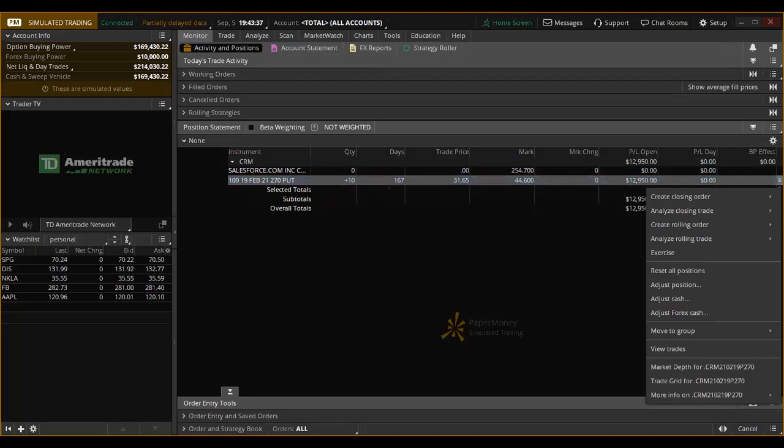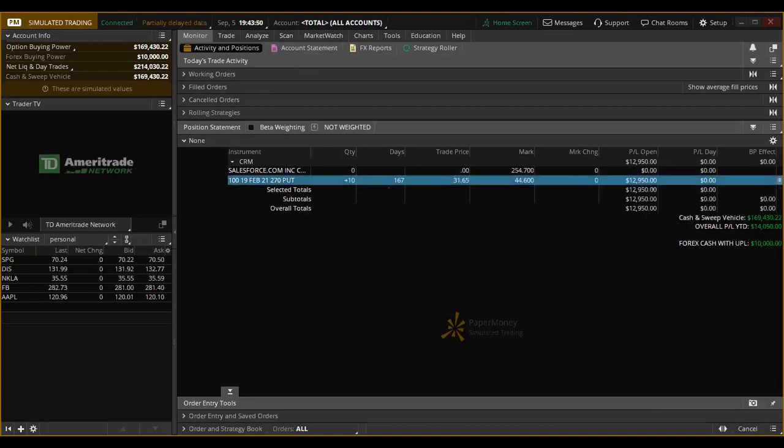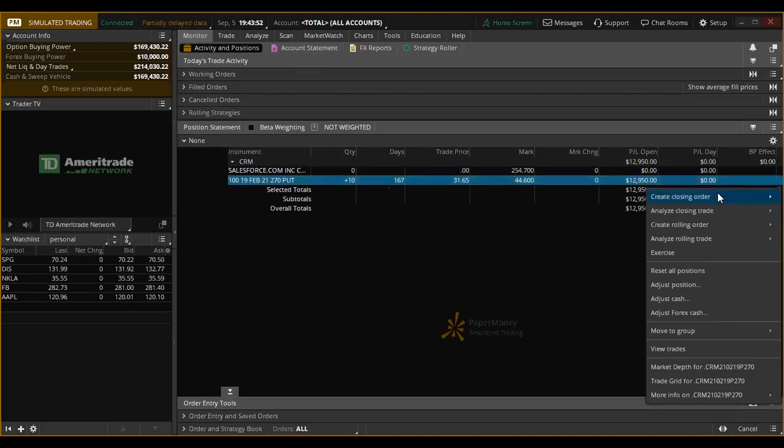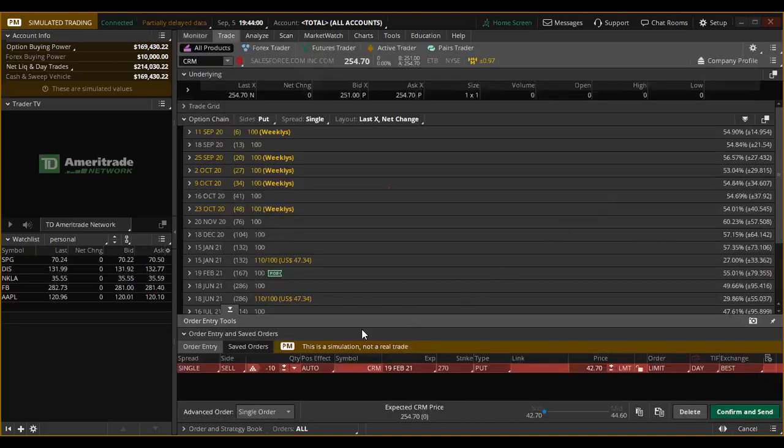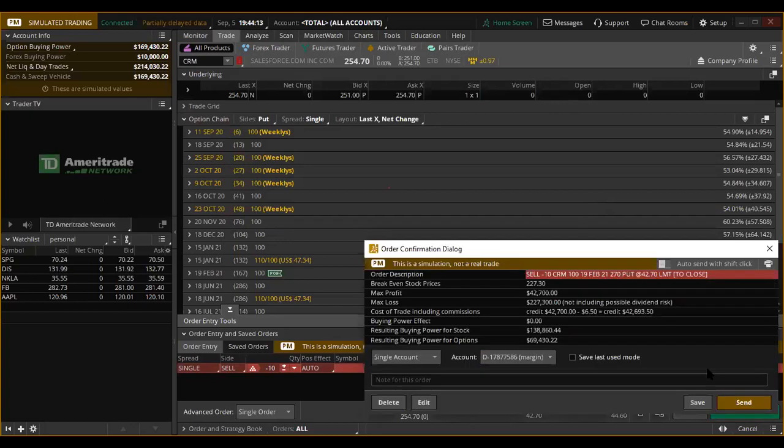And if you come over here under monitor, go to activity and positions, you'll see your trades. And then there's a little thing to click on over here in the corner. And this is how you create a closing order. Then this pop up, single sell, everything right here. You can set your limit price to whatever you want to sell it at. Then hit confirm and send.